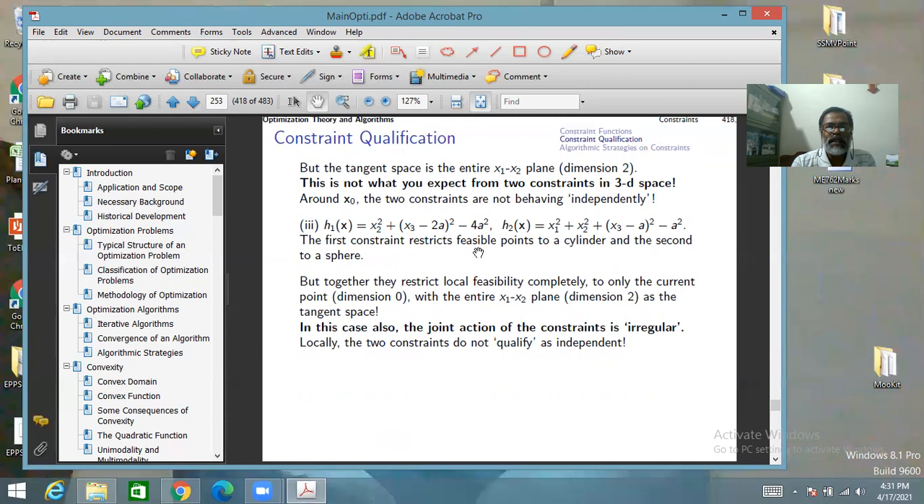So this one restricts it to a cylinder, this one to a sphere. But together, rather than restricting the feasible space to a curve, they restrict completely to only the current point, origin itself, and nothing else. And this is not of dimension 1, this is dimension 0. And entire x1, x2 plane of dimension 2 turns out to be the tangent space. So this is also not a very regular case. So the joint action of the constraints is irregular. So locally, here also the 2 constraints do not qualify as independent.